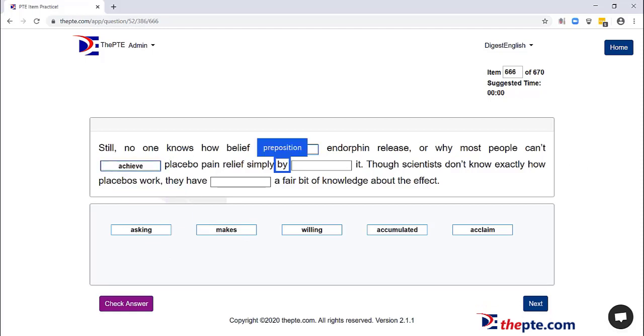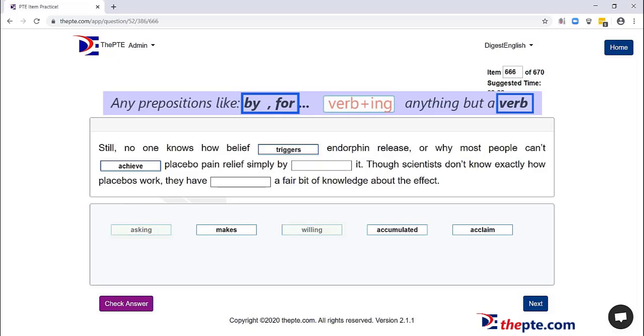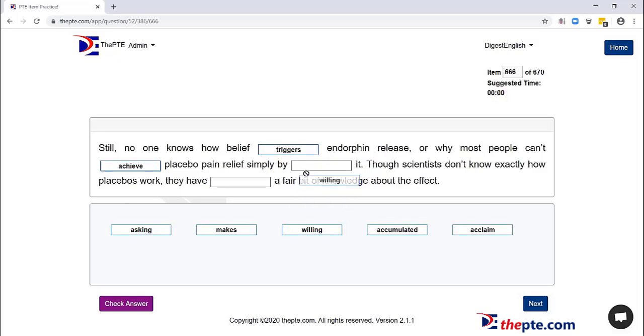Gap 3 has a preposition before and no verb after it. So you need a verb in its gerund form, according to this rule. And willing is the answer out of the 2 gerunds. Remember, asking cannot be the answer since it is usually accompanied by the preposition for. You ask for something.